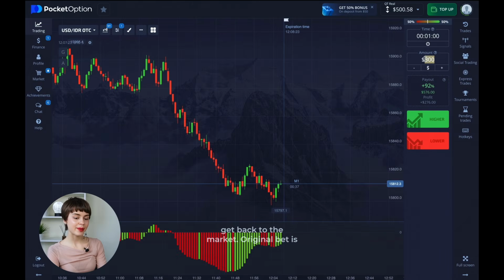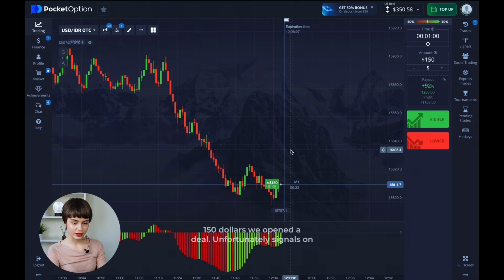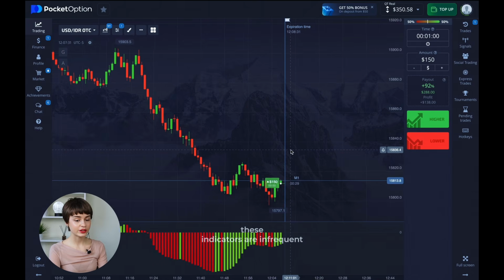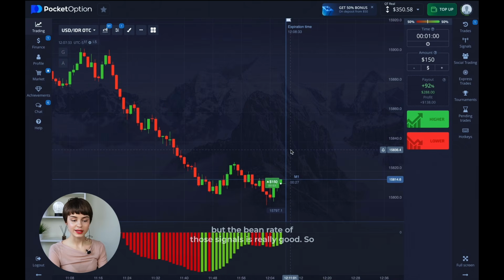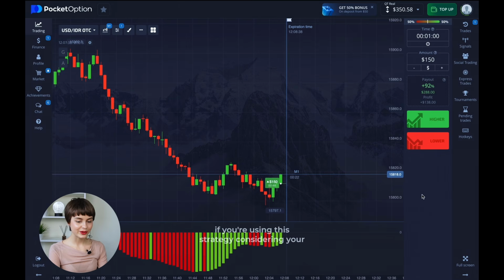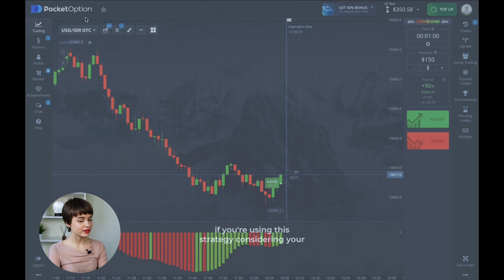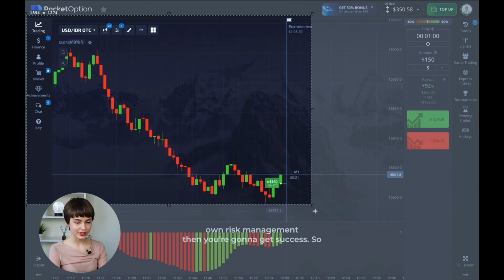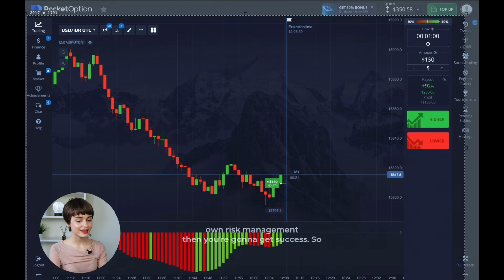So guys, getting back to the market. Original bet is $150. We open a deal. Unfortunately, signals on this indicator are infrequent, but the win rate of those signals is really good. So, if you're using this strategy considering your own risk management, then you're gonna get success.